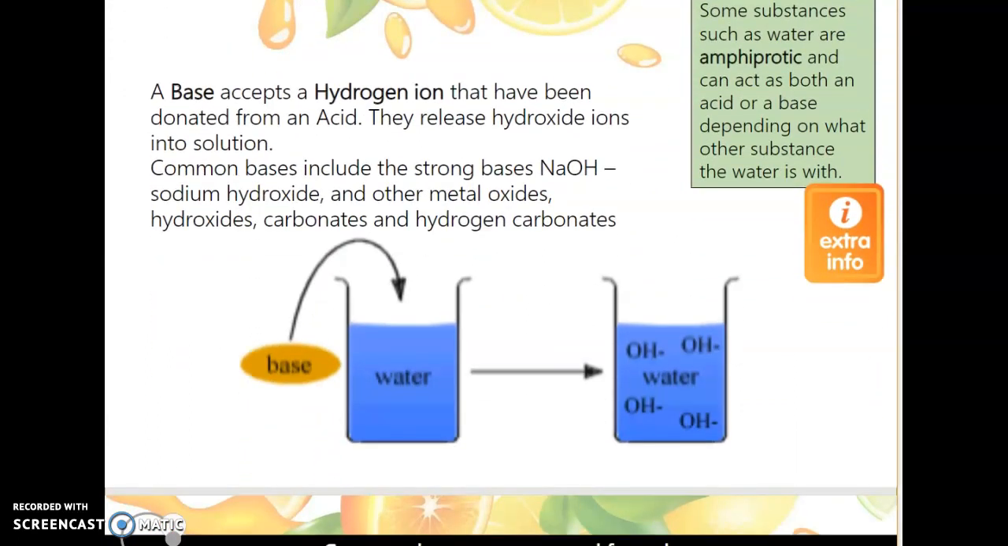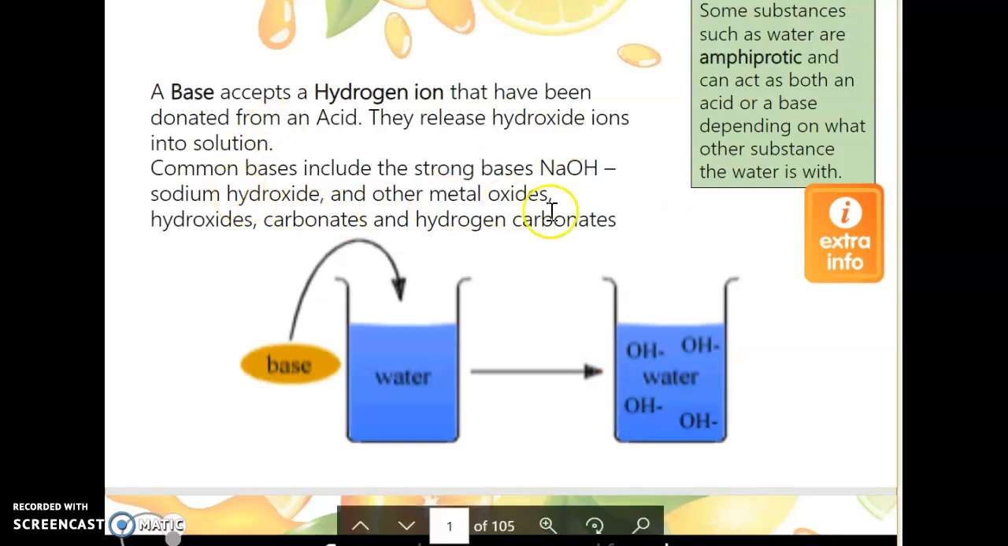Because they have OH- ions, they're able to accept H+ ions. They're looking to get the H+ ions from acids. Eventually, if we get enough of those H+ ions, it will reduce the concentration of OH- ions, and they combine together to form water. So that's where the water comes from in those word equations for acids and bases.